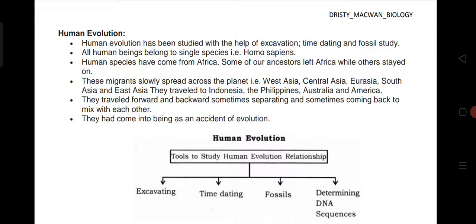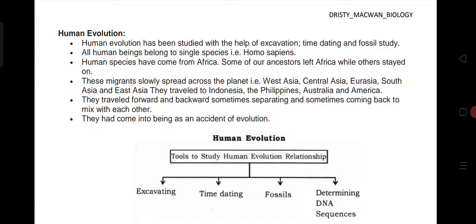These migrants slowly spread across the planet, that is West Asia, Central Asia, Eurasia, South Asia, East Asia, right? Once they came out of Africa, they separated themselves to different areas of the Asian continent. And they traveled to Indonesia, Philippines, Australia and America.